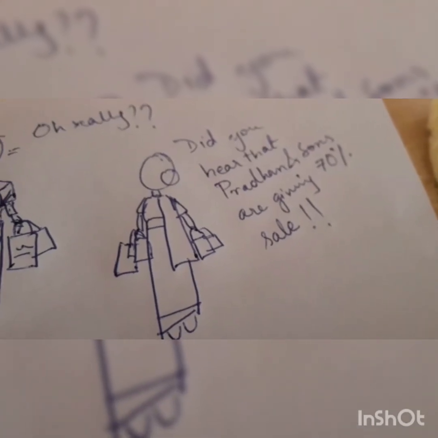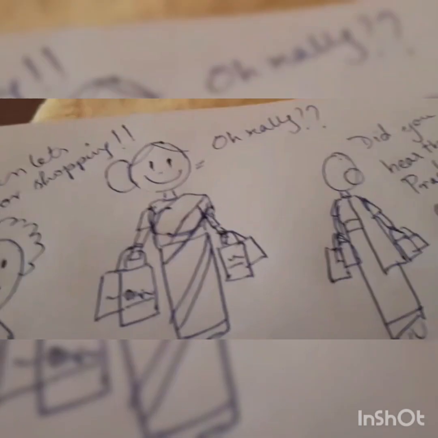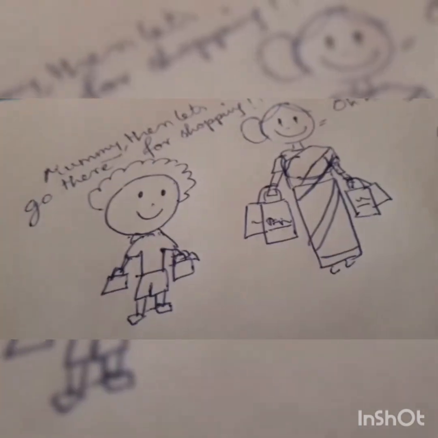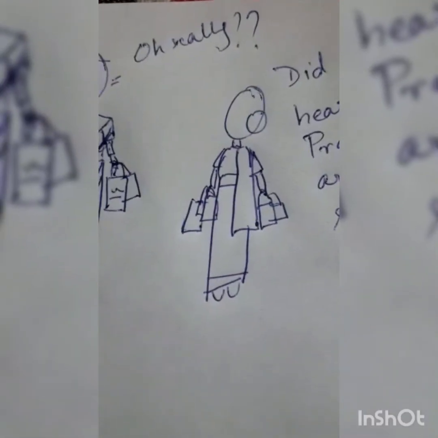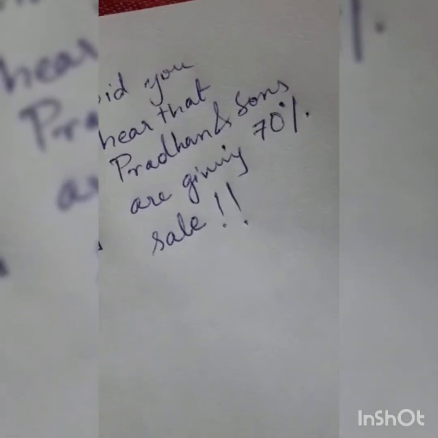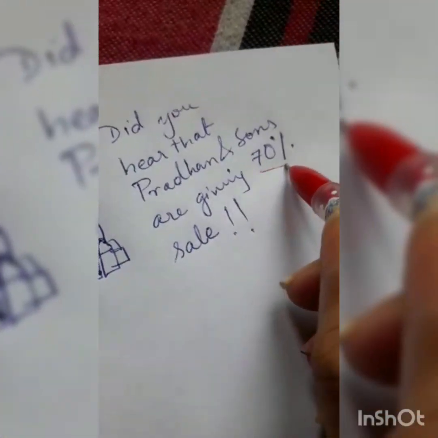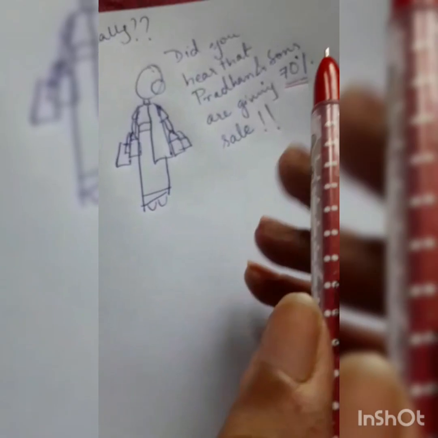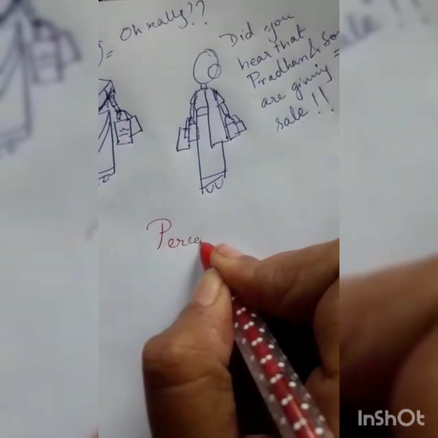Did you hear that Pradhan and Sons are giving 70% sale? What? Really? 70%? Mummy, then let's go shopping over there. Children, you have seen that this lady is addressing this lady by saying a new term, something percent. In this chapter, we are going to learn what this new term is, that is percentage.